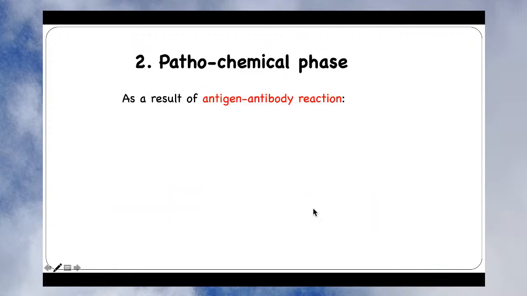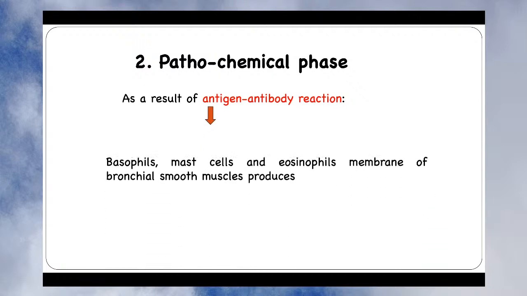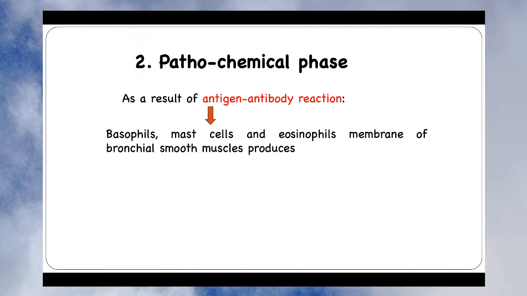So what is the second phase? That is the pathochemical phase. Up to the first phase, there is just release of the antibody and binding of that antibody in bronchial smooth muscle to the basophil, eosinophil, and mast cell. But there is not yet release of the chemical, right? Now when the antigen and antibody bind to each other, it is called the antigen-antibody reaction. In response to this antigen-antibody reaction, your basophil, mast cells, and eosinophil inside the membrane of bronchial smooth muscle will produce different chemicals.